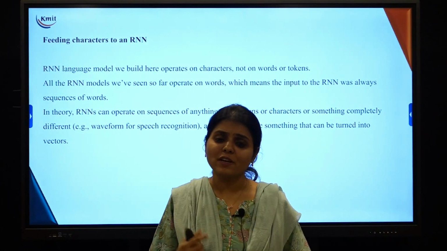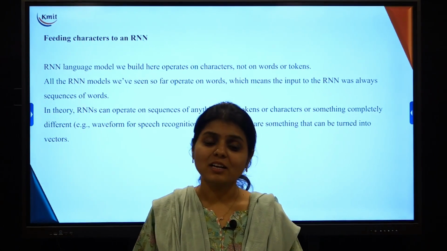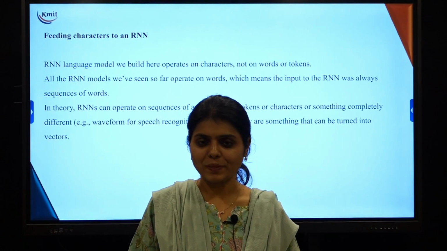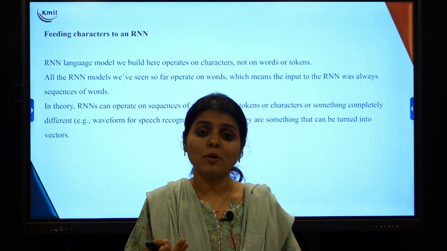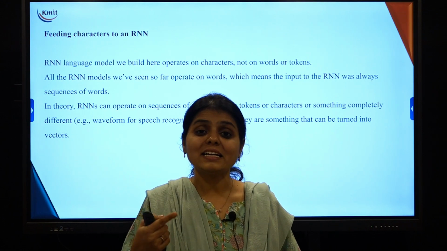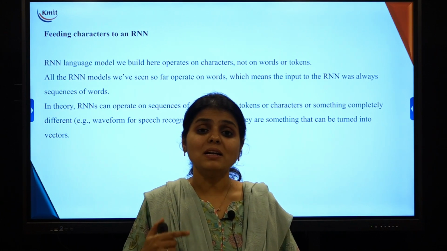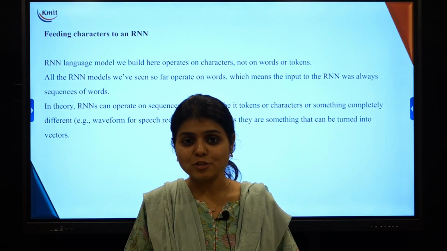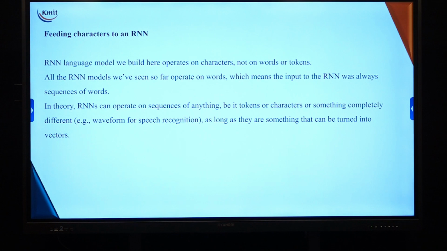So far in all the models we have seen, we were talking about sentence tokenization and word tokenization. In fact, we also have paragraph tokenization. But when we talk about generating text from scratch using RNNs, we talk about character tokenization. That is, we have to feed RNNs character by character. So far we have used tokens, that is words, but here we build the RNN model to generate text using characters. The RNN model that we build here operates on characters, not on words and tokens. This is the most important point that you have to understand.